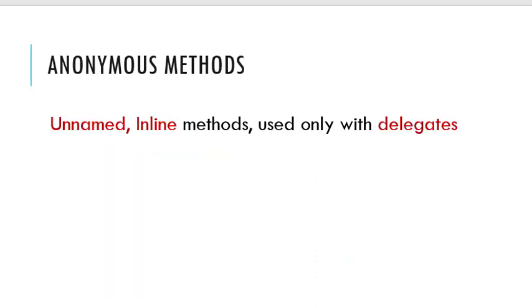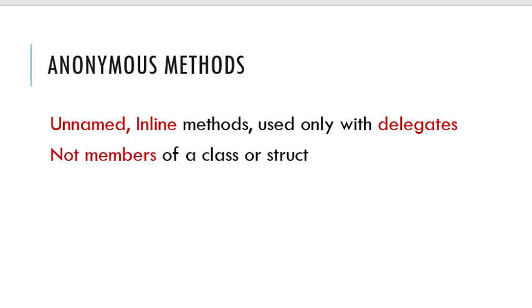There is a third type of method which is specifically used with the delegates. It is known as an anonymous method. Anonymous methods are unnamed inline methods and can only be invoked through delegates. An anonymous method is declared at the point of instantiating a delegate. With normal methods, we assign a method reference when instantiating a delegate.